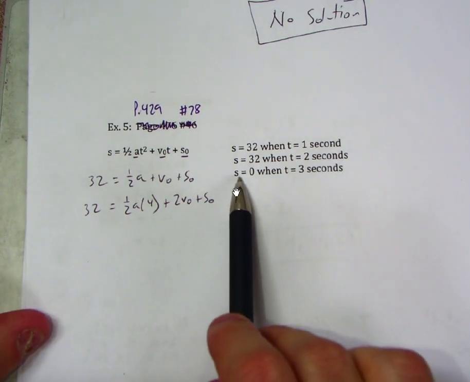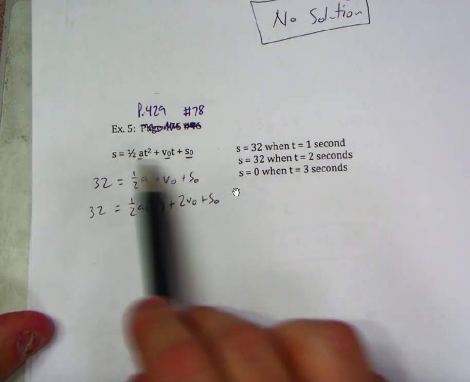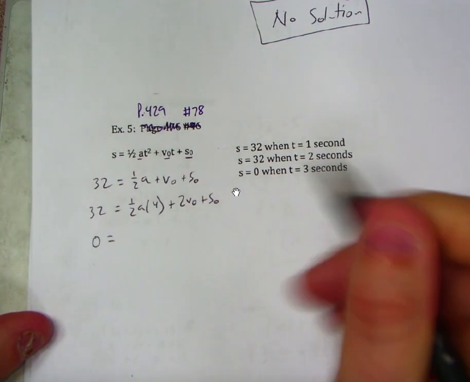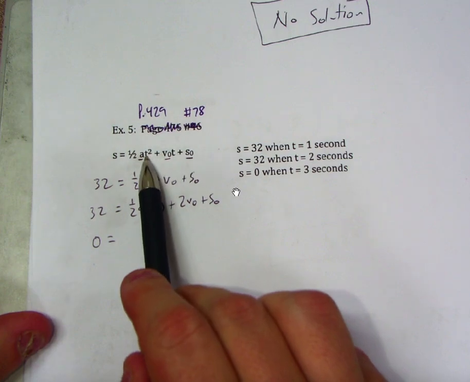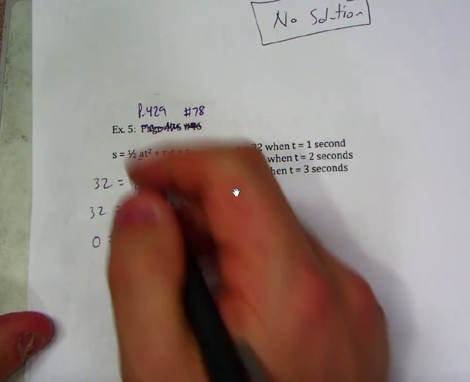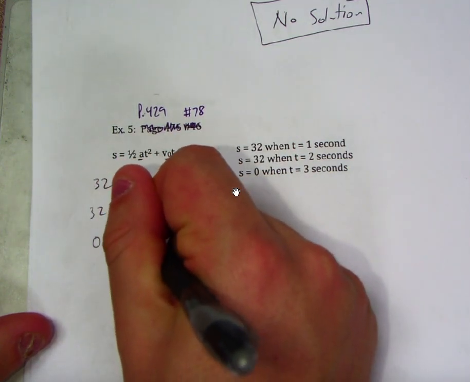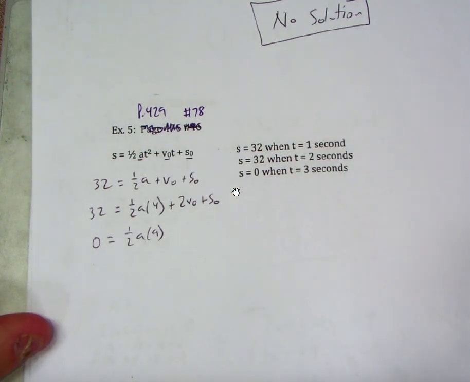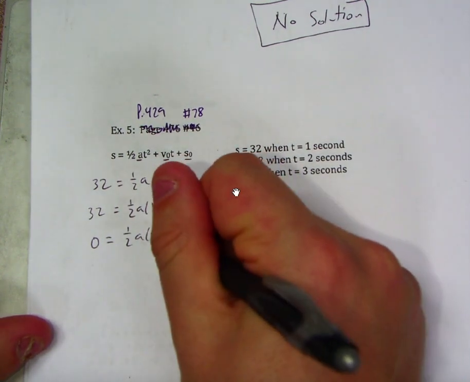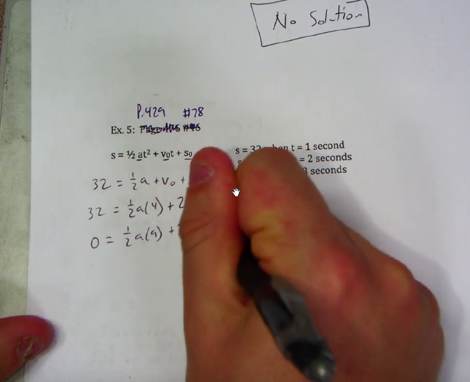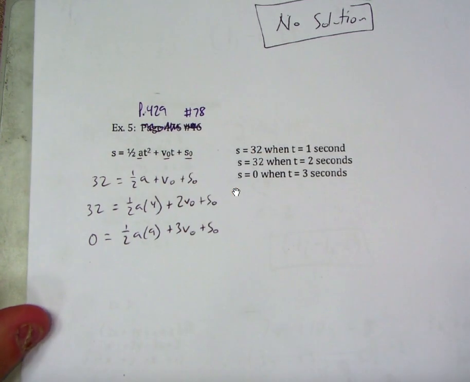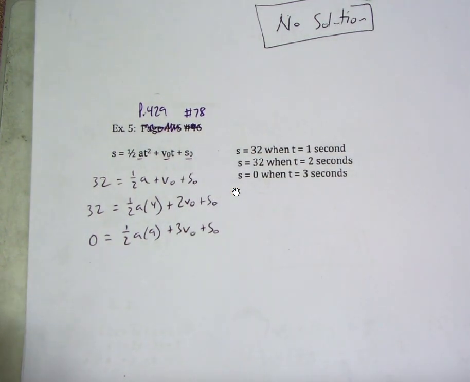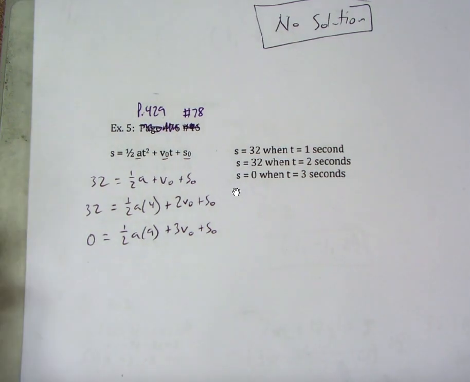And then plug in the third scenario. So S is 0 when T is 3. So I'm going to get 1/2 times A times 9, plus 3 V naught, plus S naught. And then I would solve this just like I did the other ones.